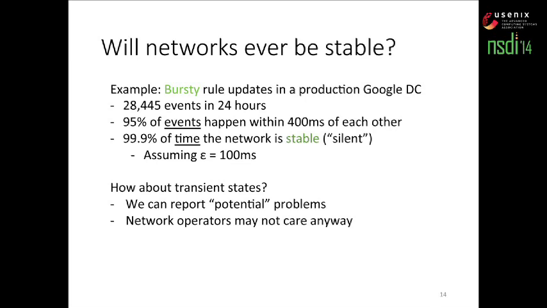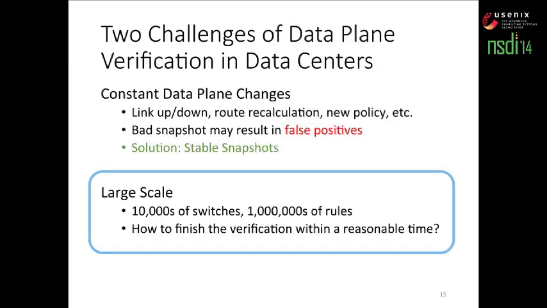Think about it. During 24 hours, there is only 0.1% of the time when the network is unstable. So it's so short-lived that it probably won't cause any real problem at the application level. So let's go to the next challenge, which is the large scale of the data center.